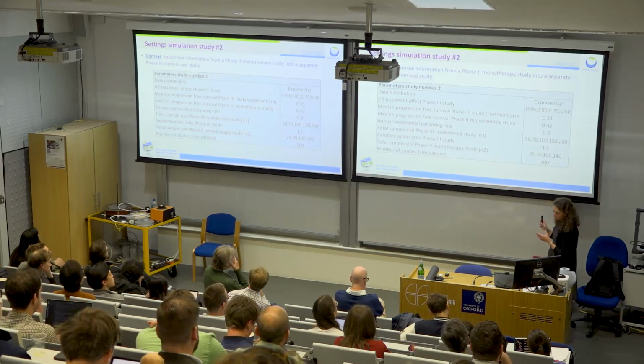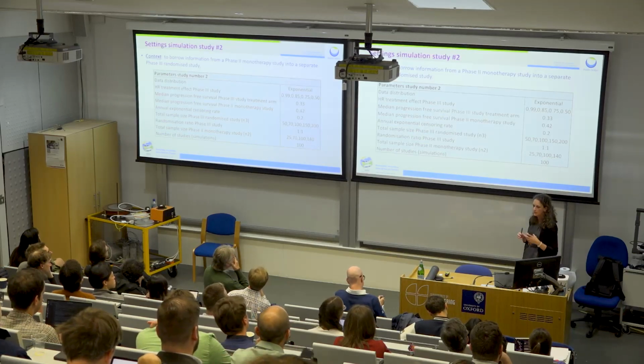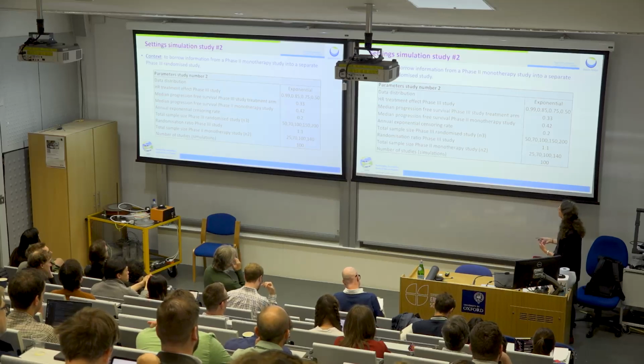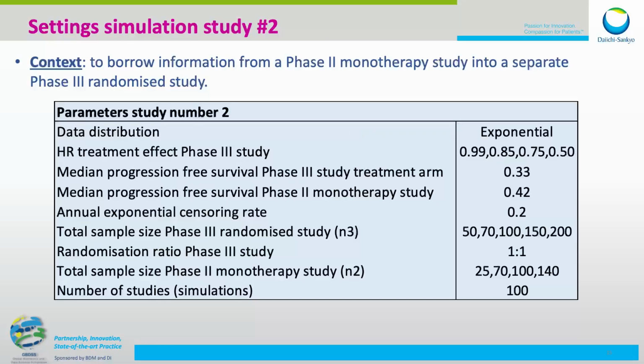So then the second simulation study. Now we get to more the meat of what we were actually trying to show here for our own personal setting. So the historical study that we had was a phase 2 monotherapy study, and we wanted to borrow information into a phase 3 randomized study. So had to do some simulations.